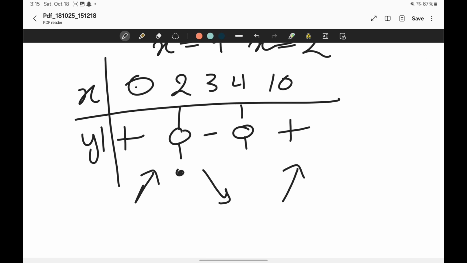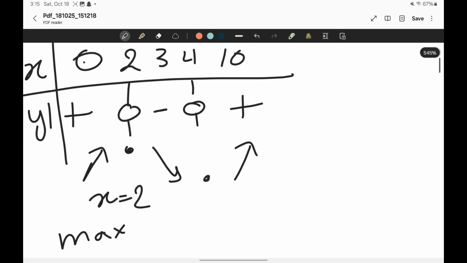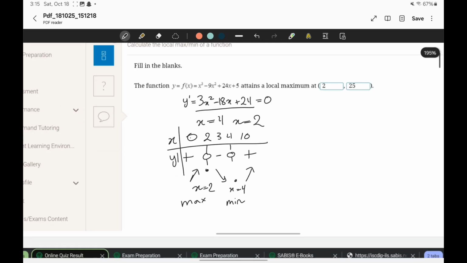So that means this point here, so when x is 2, yeah, this is a maximum, and this point here is a minimum. At x is 4, it's a minimum. Okay, and here they're asking for a maximum, so you just write x is 2. Okay, so that's the first part.